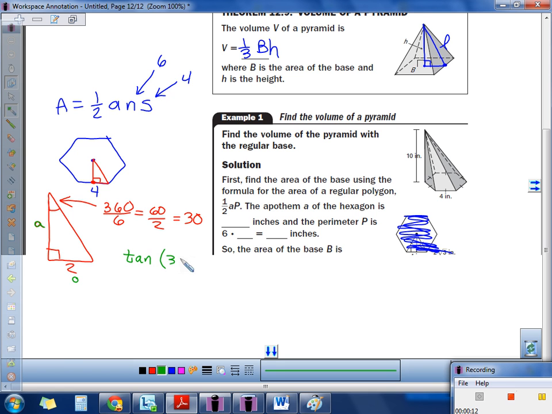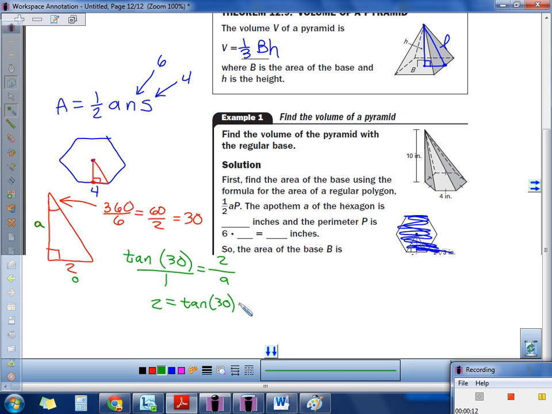Tangent of 30 equals O over A. Do we know our O? It's 2. Our A is just A, and then we're going to cross multiply. Now, cross multiplication tricks up some people. Usually people are good at the first step, which is the easiest. 2 times 1 is 2. And then you do your other cross. What's the other cross going to be? Tangent of 30 times A.